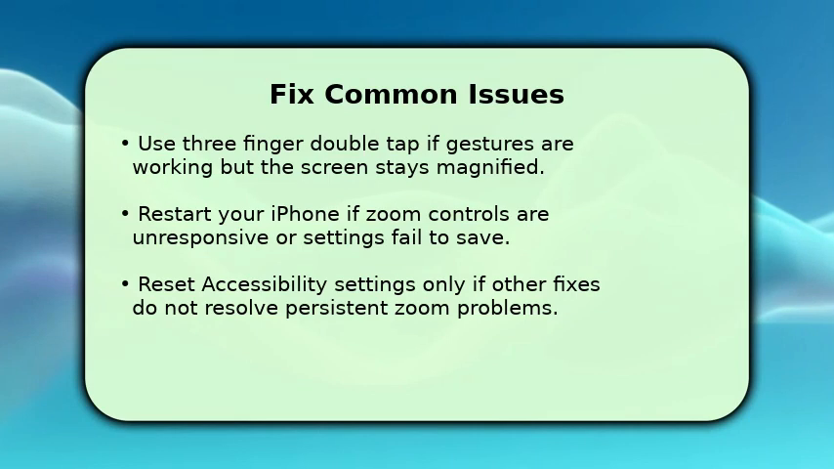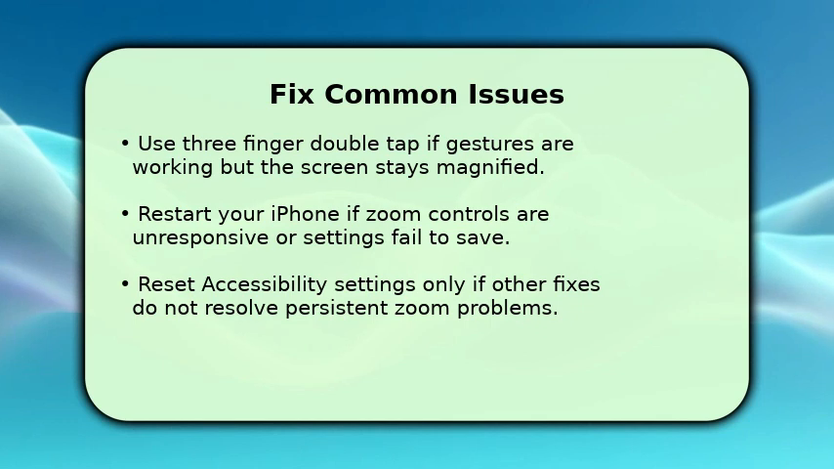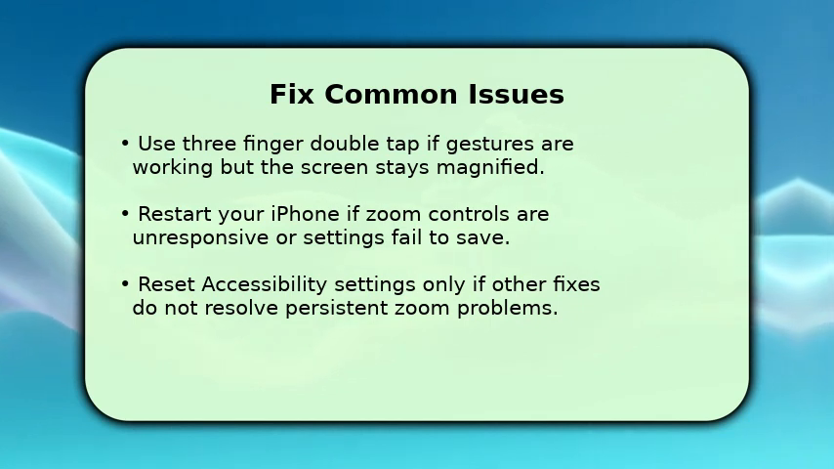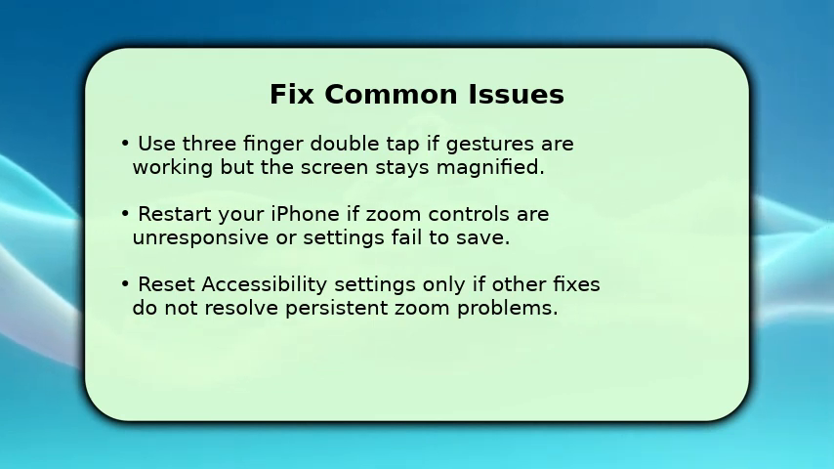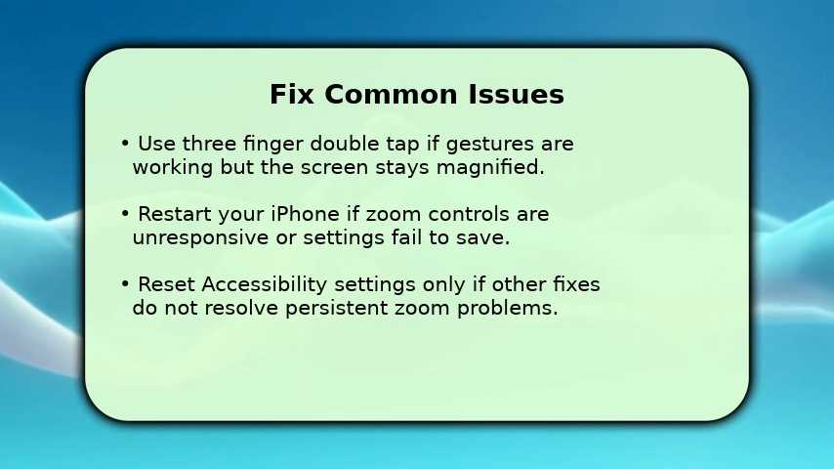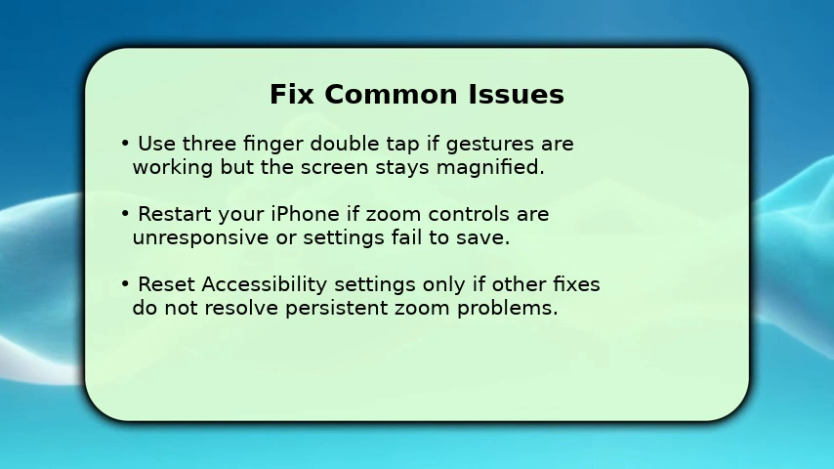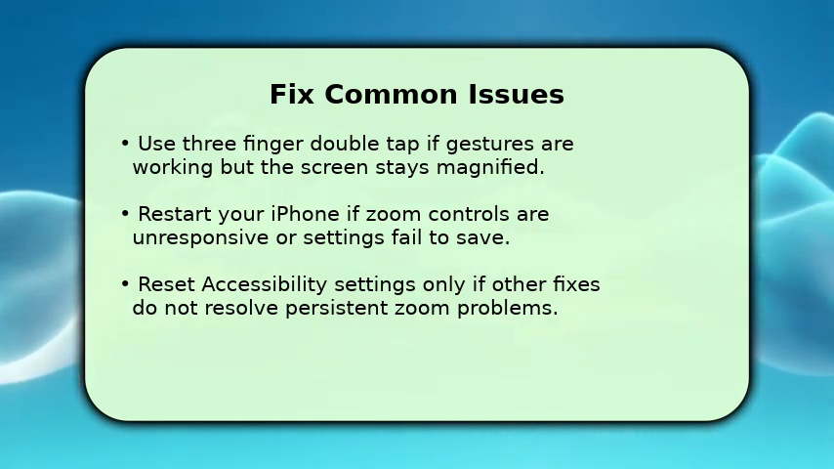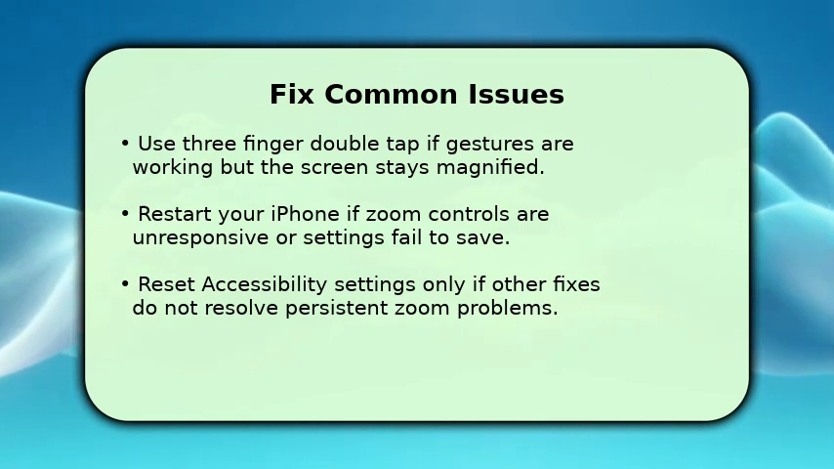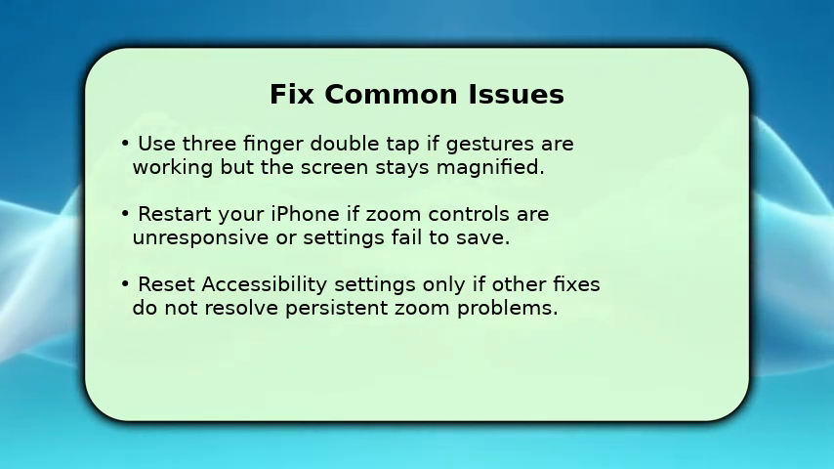When zoom keeps acting up, start with a 3-finger double tap to toggle it off quickly and safely. If the controls are unresponsive, restart your iPhone to reset temporary glitches and retest the zoom setting. As a last resort, reset accessibility settings to clear any problematic customizations while keeping most data intact. These steps usually resolve persistent zoom issues without needing a full device reset or support visit.